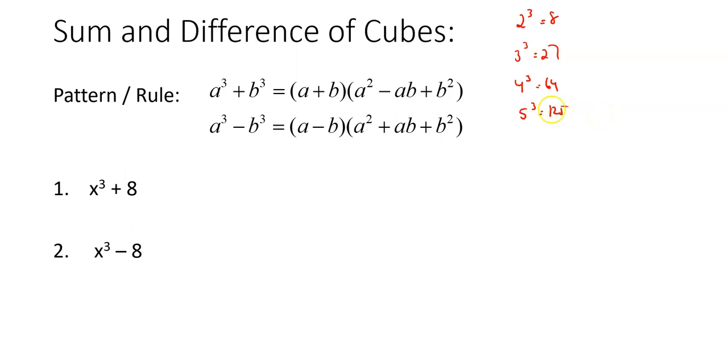All right, so look at the pattern here. It says a cubed plus b cubed is a plus b times a squared minus ab plus b squared. Notice the patterns between them.